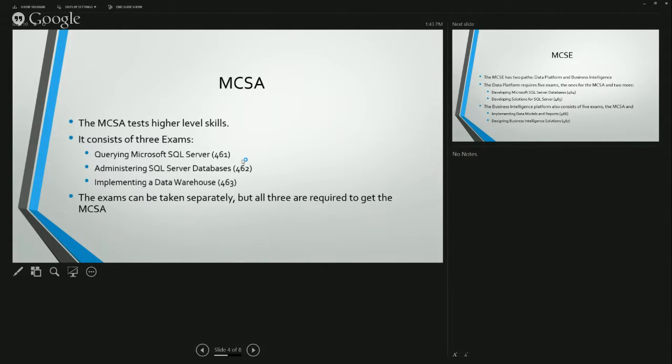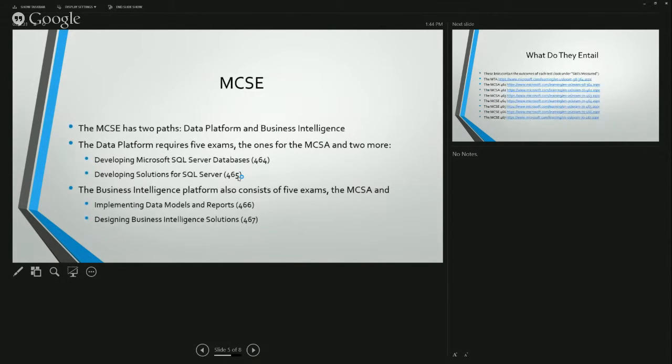But then implementing a data warehouse, which is what we're starting to do in the other class. Okay. So I would study for all 3 of them, because we've covered some of the aspects, but not everything related. So there are those 3 exams. And then the MCSE has 2 paths. You can get it either by following the data platform or business intelligence. So there's two different sets of tests depending on which one you want to do.